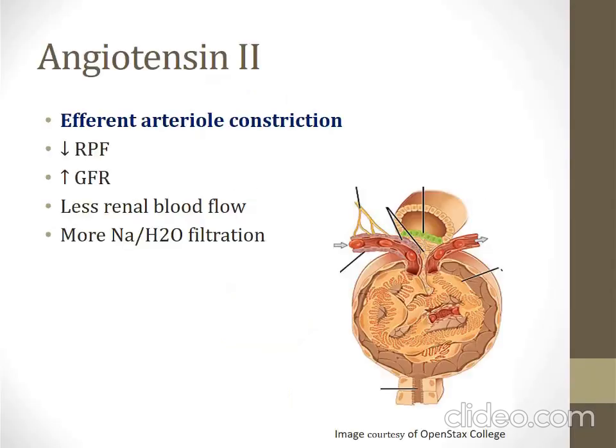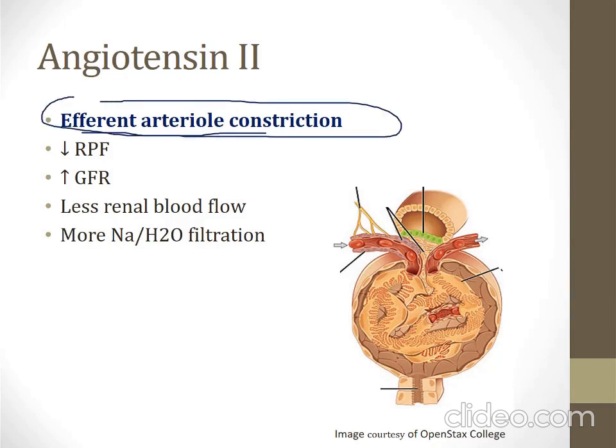The major way by which angiotensin II achieves these effects is through efferent arteriolar vasoconstriction. This is the main kidney effect of A2 that you want to remember. So let's look at this drawing of a glomerulus on the screen here. We've got the afferent arteriole bringing blood into the glomeruli and the efferent arteriole bringing blood out of the glomeruli.